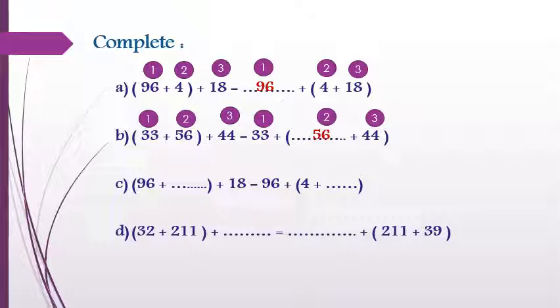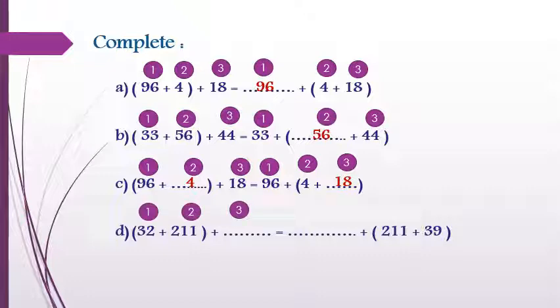Letter C. 96 plus what plus 18 equals 96 plus 4 plus what? Also, write 1, 2, 3 on each side. Number 2 on the left side is missing, so look at number 2 on the right side. And number 2 on the right side is 4, so the missing number is 4. And number 3 on the right side is missing, so look at number 3 on the left side. And number 3 on the left side is 18, so the missing number is 18.